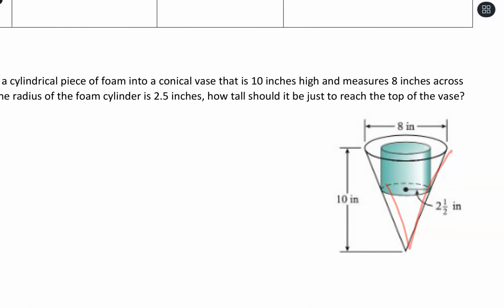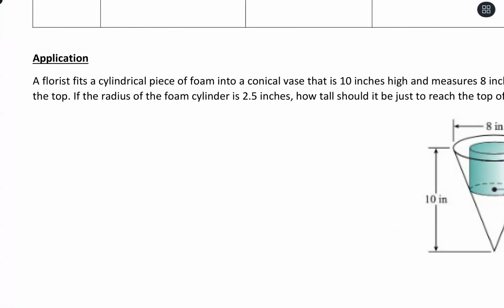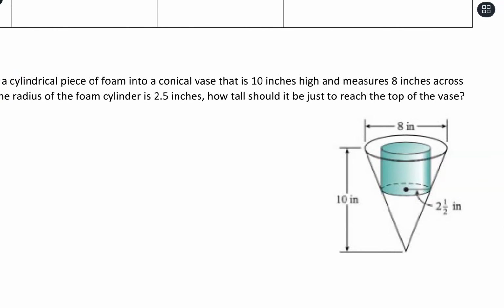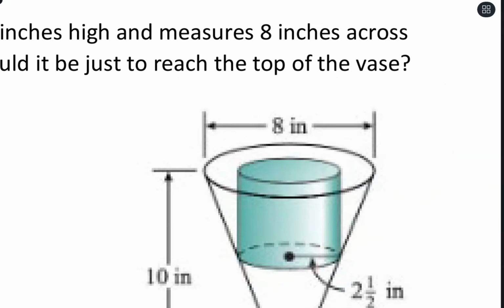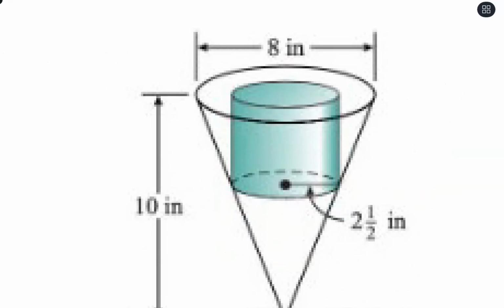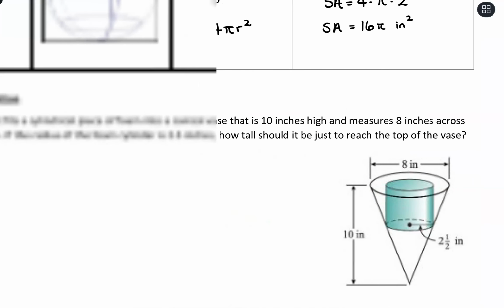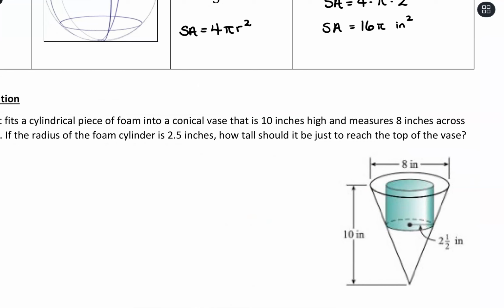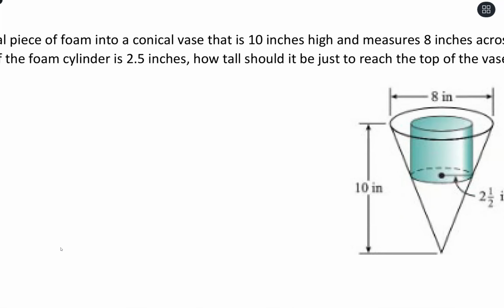So we have 10 inches high for the cone and 8 inches across, so it's giving us the diameter at the base of the cone. And if the radius of the foam cylinder is 2.5 inches, that's what they're giving us here with the 2.5 inches, how tall should it be just to reach the top of the vase? And let's go ahead and kind of dissect this apart.